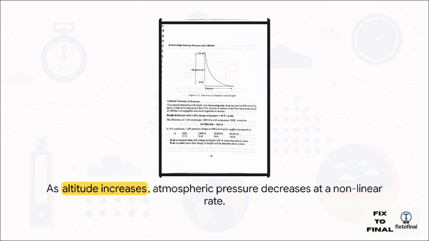But look at that curve. It's not a straight line. That's because air is compressible. Most of the weight, most of the blankets, are squished down near the bottom, so the pressure drops really fast at first, and then more slowly the higher you go.